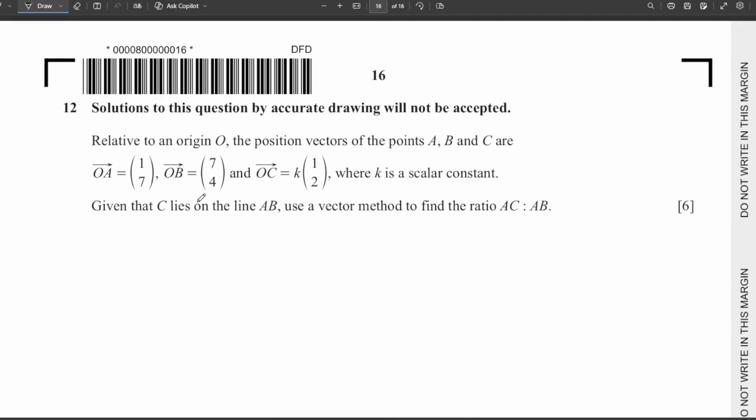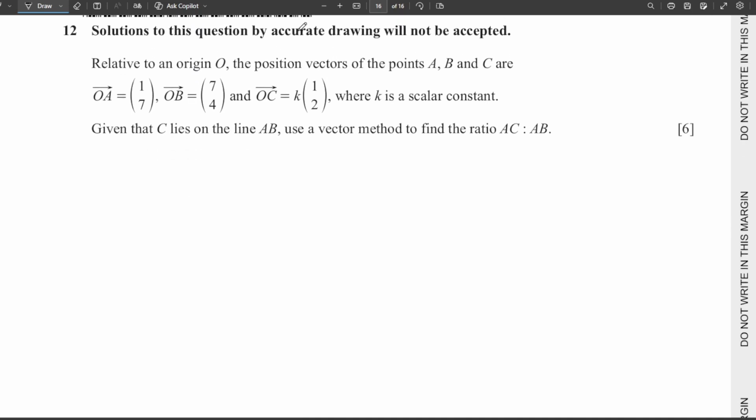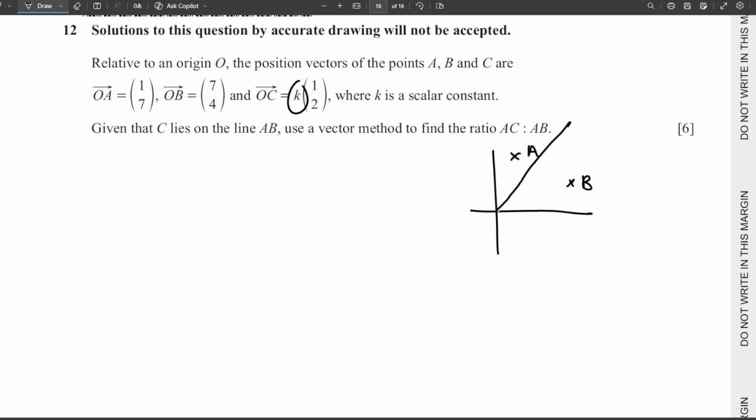Finally, question 12. It's a vector question and we will not accept answers by drawing. Relative to origin O, A, B, and C, okay, let's sketch this out. A is (1, 7), somewhere here. B is (7, 4), somewhere here. And C we don't know, but K is a scalar constant and C is in the direction of (1, 2), so it's a somewhat steep line. So C can lie anywhere on this straight line.